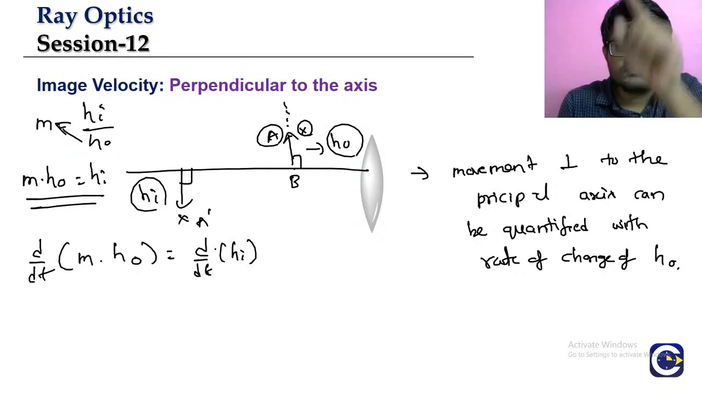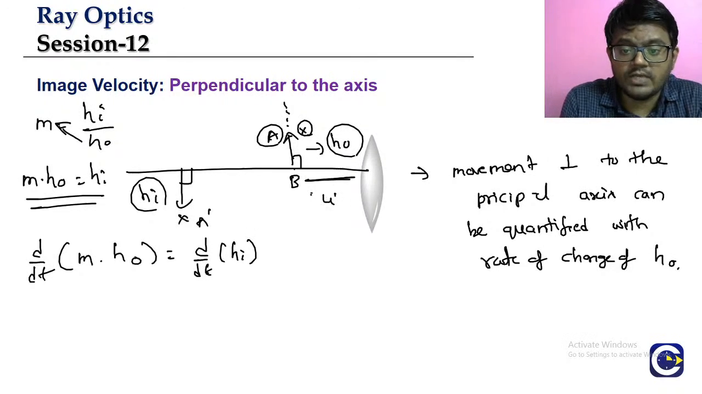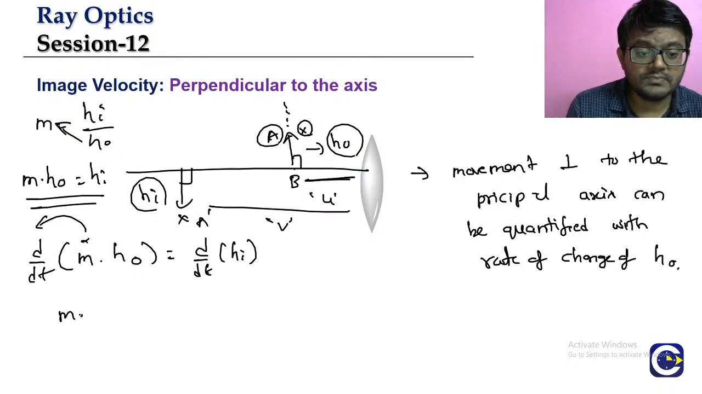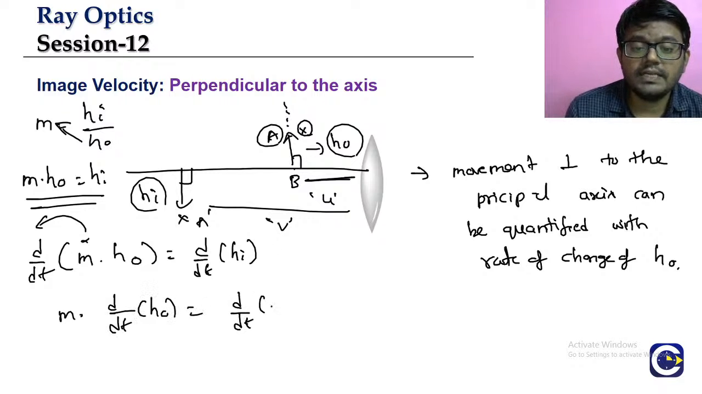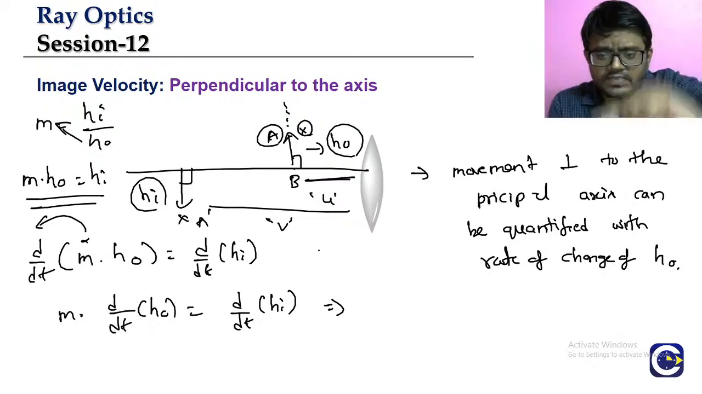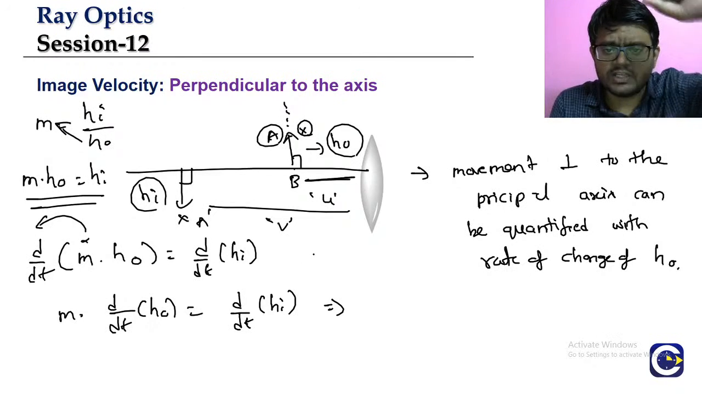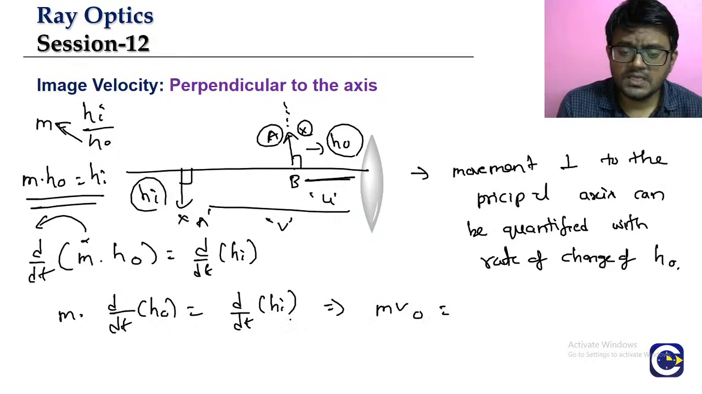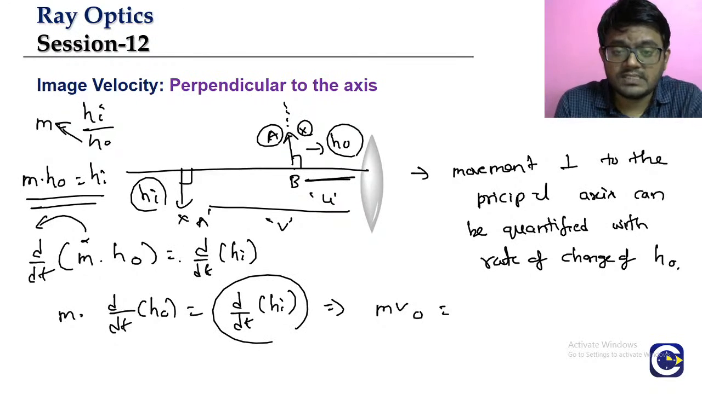Here we are only looking at the change in terms of the height of the object and height of the image. So this is the u value and this is the v value. We are not talking in terms of change in v and u, so m will be constant, means m will come out. M into the derivative of the height of the object is equal to the derivative of the height of the image. What is the derivative of the height of the object? The rate at which the object is moving perpendicular to the principal axis. This is our velocity of the object. And the derivative of the height of the image means the rate at which the image is moving perpendicular to the principal axis. This is what?